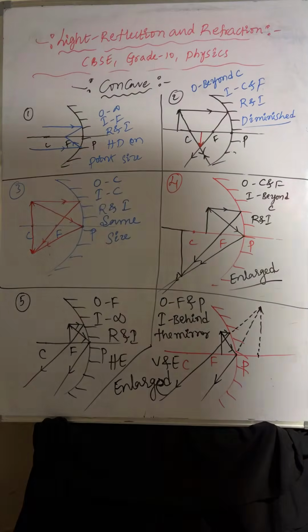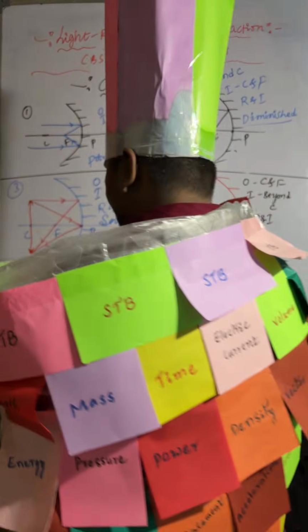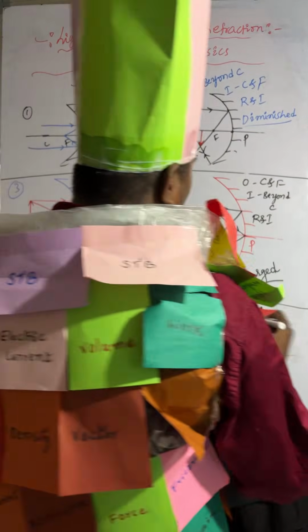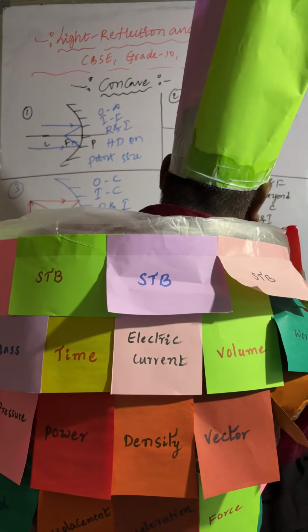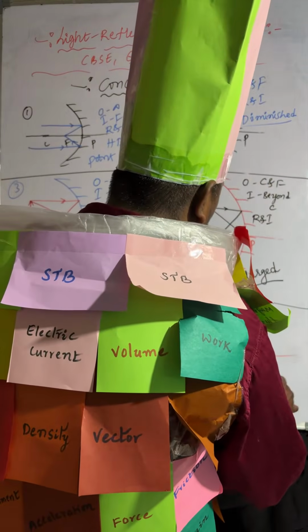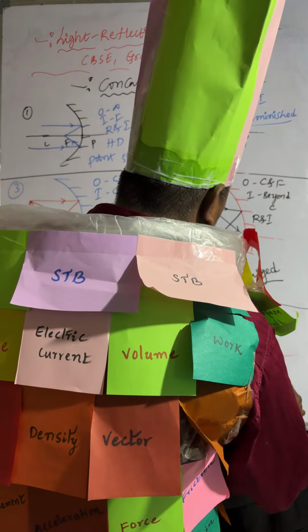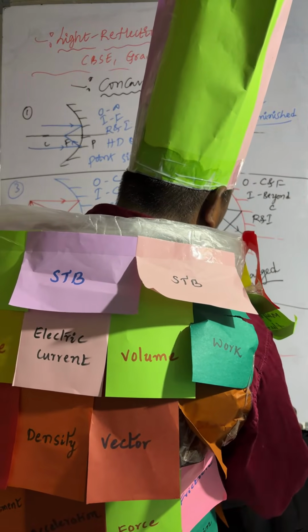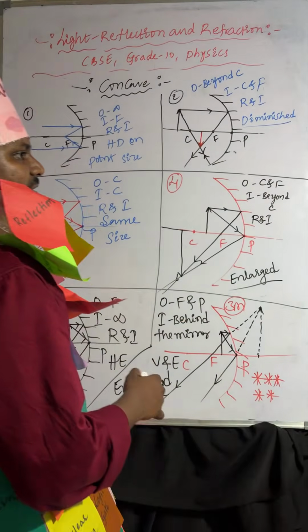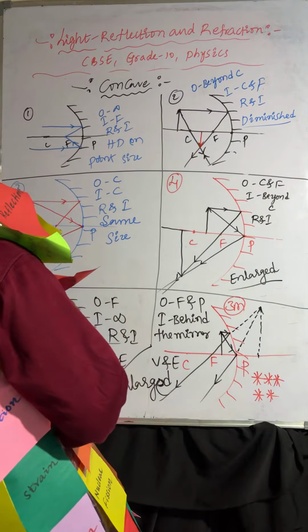I hope it is very clear. That much important it is. So expected for 3 marks. So you can put 5 star here. Understood or not? That much important it is.